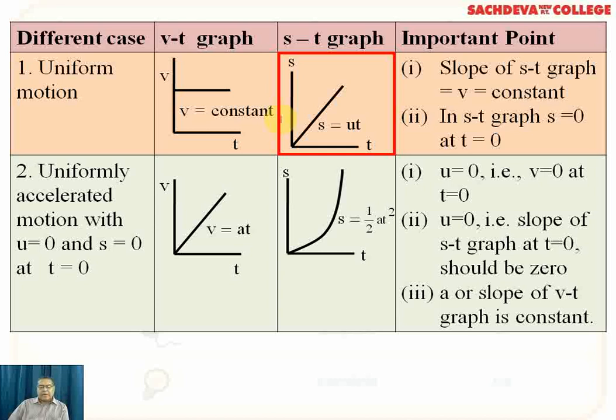So we have written S is equal to ut, and the point to remember is slope. Slope means inclination or tangent of the angle. So slope of the ST graph will be V, and V is constant. The second thing to understand is that in the ST graph, when S is 0, T will be 0. When T increases, S will increase. When T decreases, S will decrease. That is the depiction in the graph.